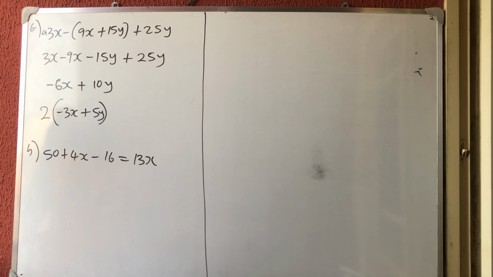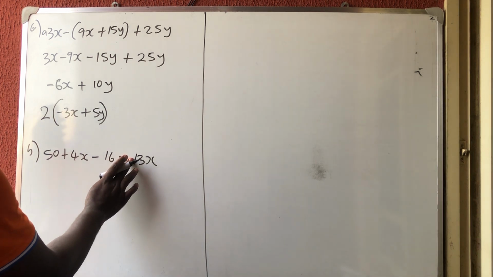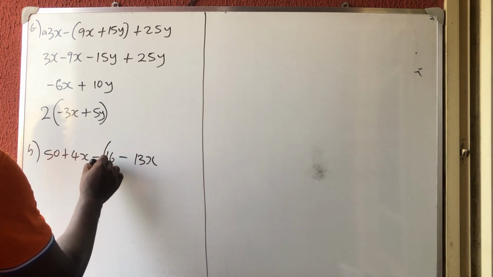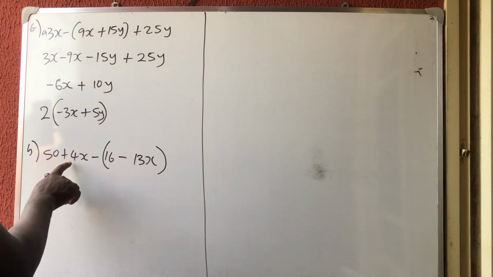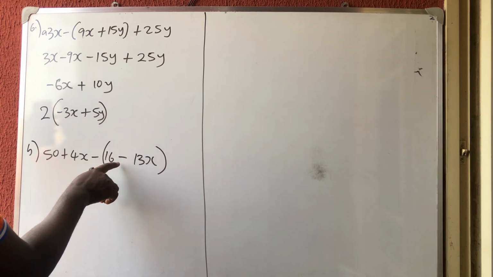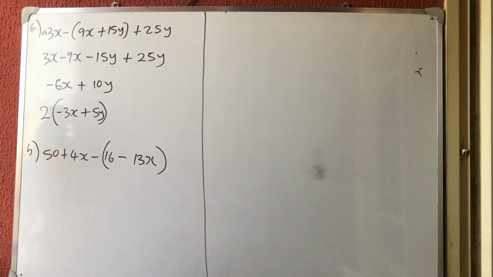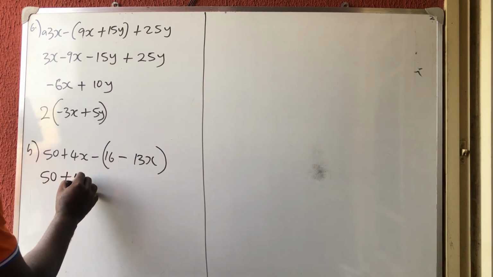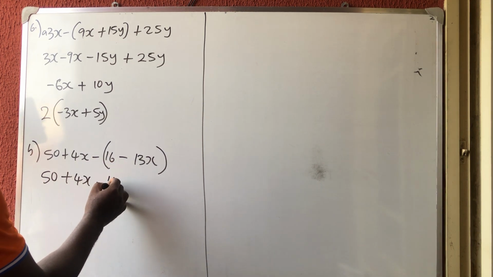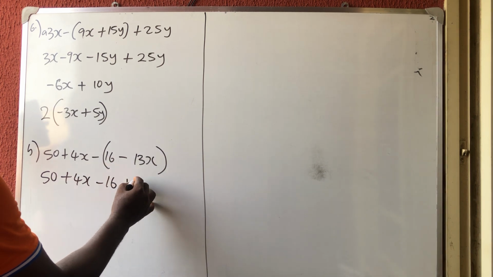Okay, that thing is not equal to, that thing is in bracket of 16 minus 13x. It is not equal, because it's factorized, it's not solved, so you cannot have an equality sign there. So this is 50 plus 4x minus 16 minus 13x. So let us clear the bracket. This is 50 plus 4x. This and this will give you minus 16, then plus 13x.